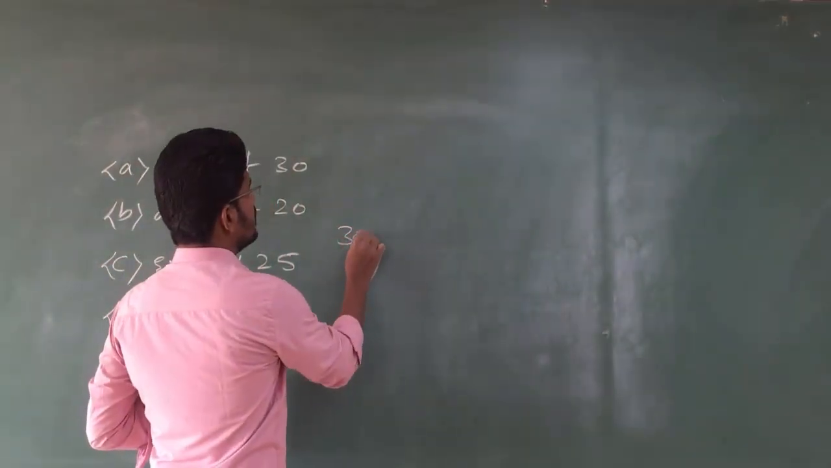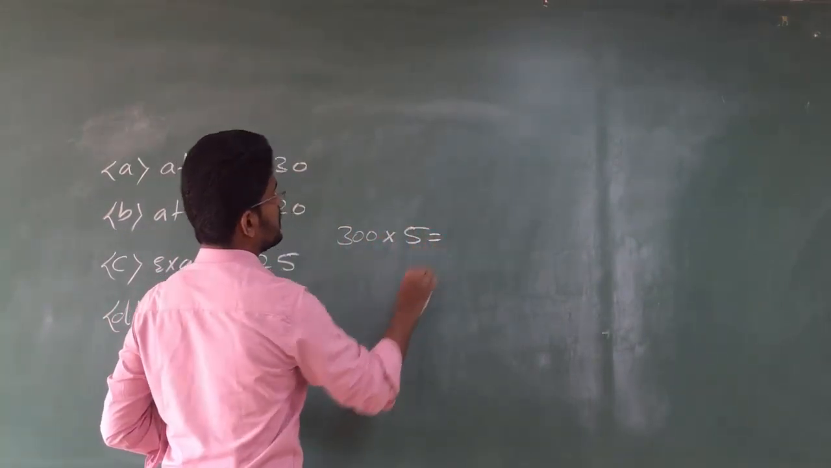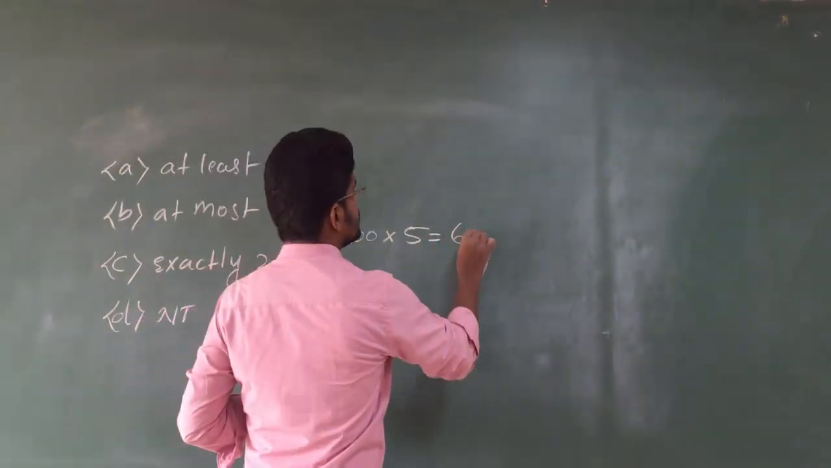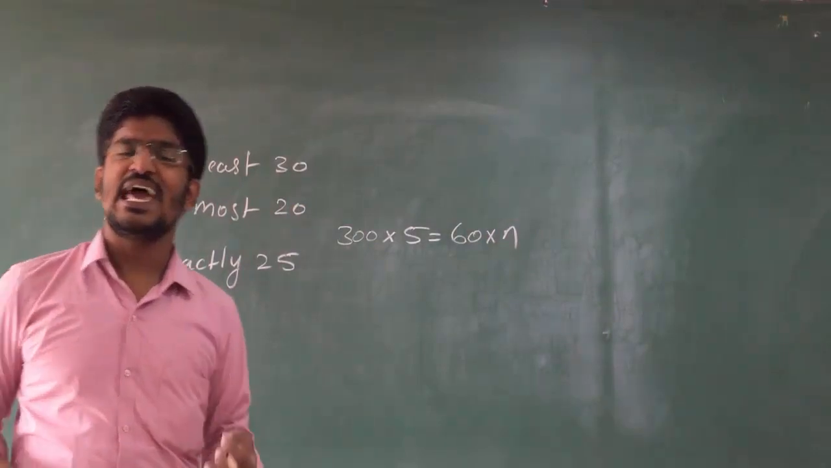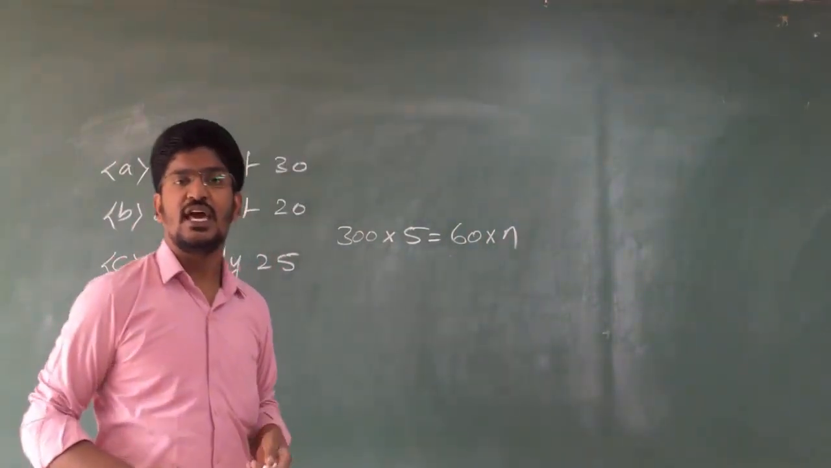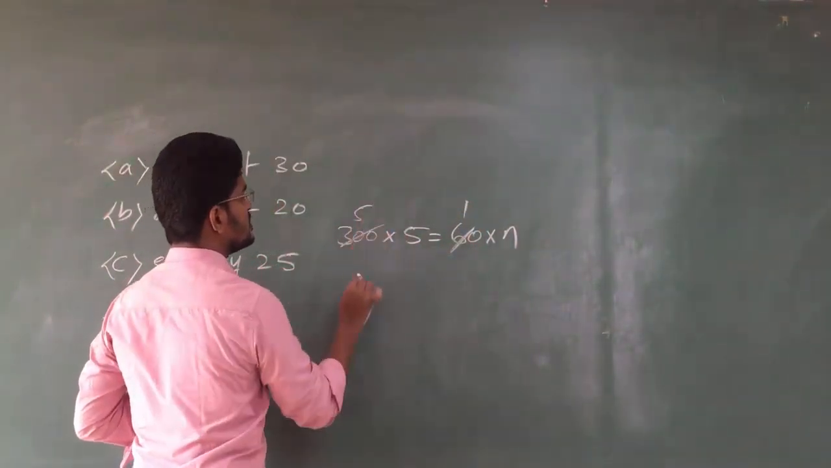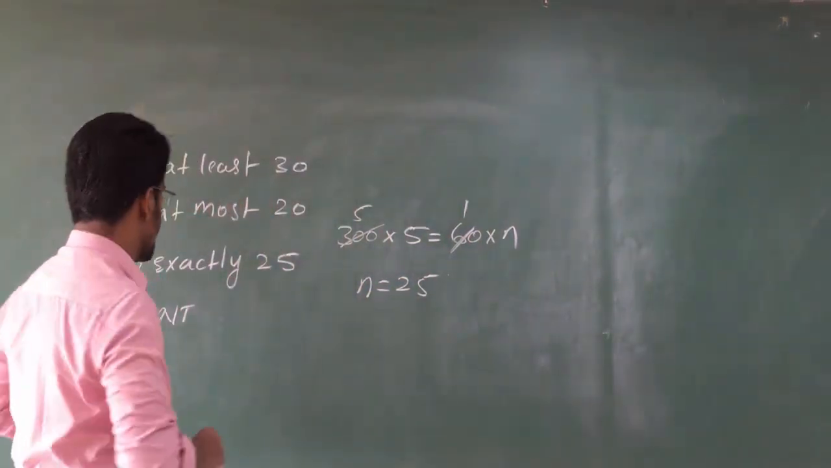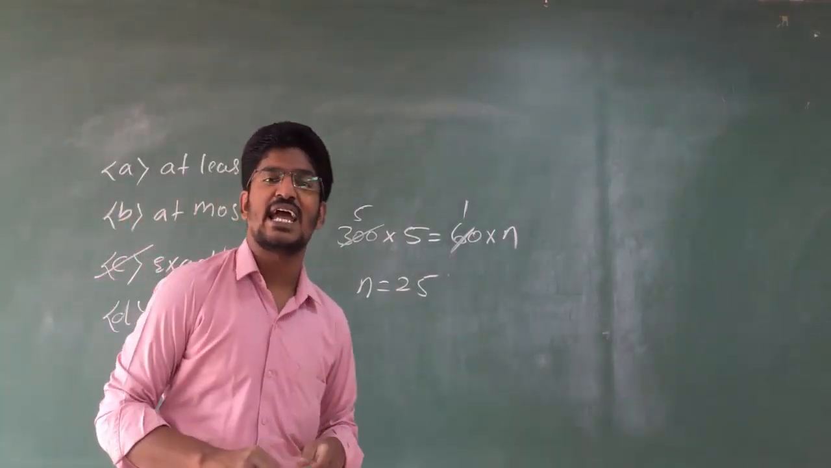That is, 300 students read only 5 newspapers, which is equal to 60 students who read all newspapers. I will take n as the number of newspapers because we have to find that n. If I simplify this, it will be very simple. n equals 25. Clear? So you have exactly 25 newspapers.